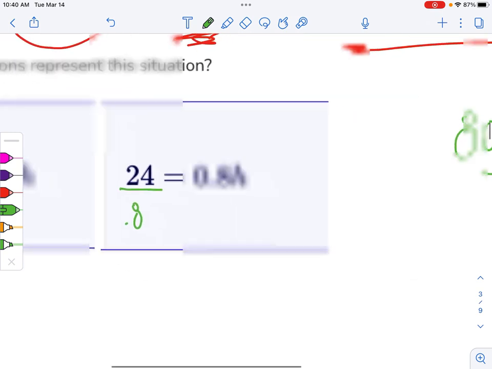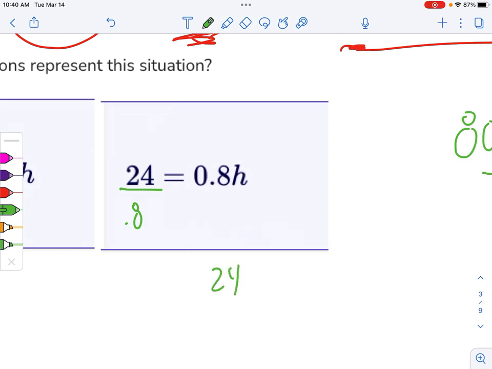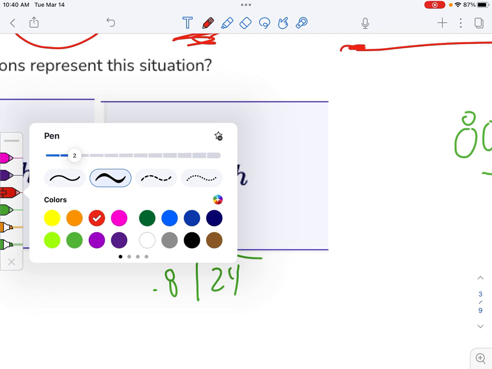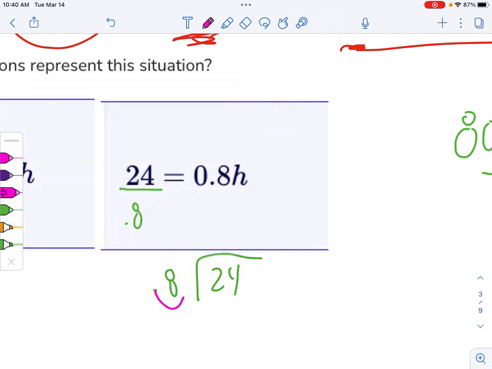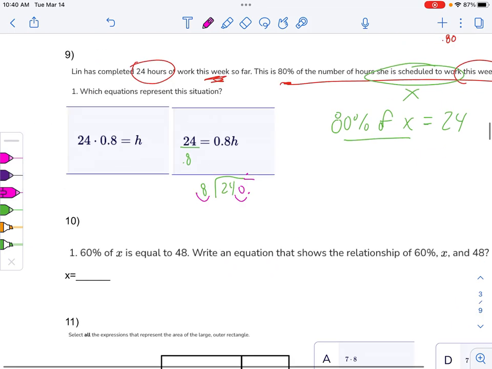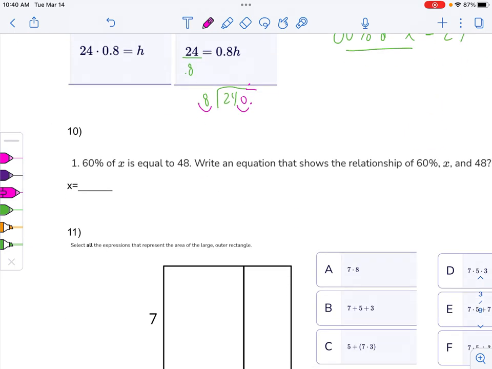Right? Totally true. So I would take 24 divided by 0.8, but I can't have a decimal in here, so I have to move the decimal over, and I would solve that out. I'd run my division. 8 times 8 goes into 24 and work that out. Way to go, us.